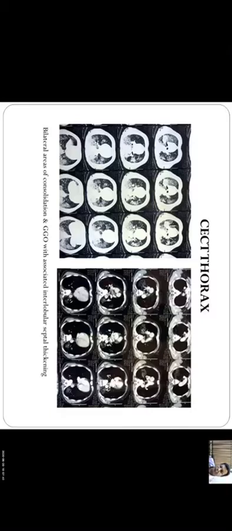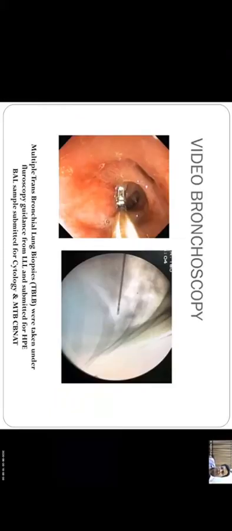So for his radiology, this patient was fairly stable and he was walking around. His saturation was around 96% or so, which was unbelievable. In the CT scan, you can appreciate bilateral areas of consolidation and ground glass opacity with associated interlobular septal thickening. So again, we planned a video bronchoscopy guided BAL and transbronchial lung biopsy.